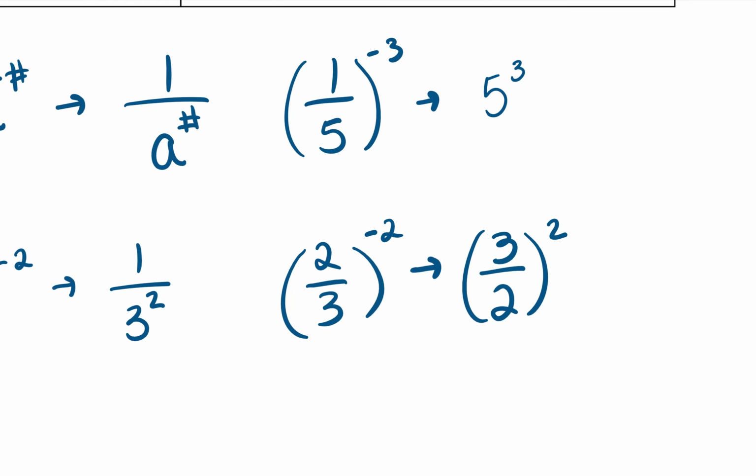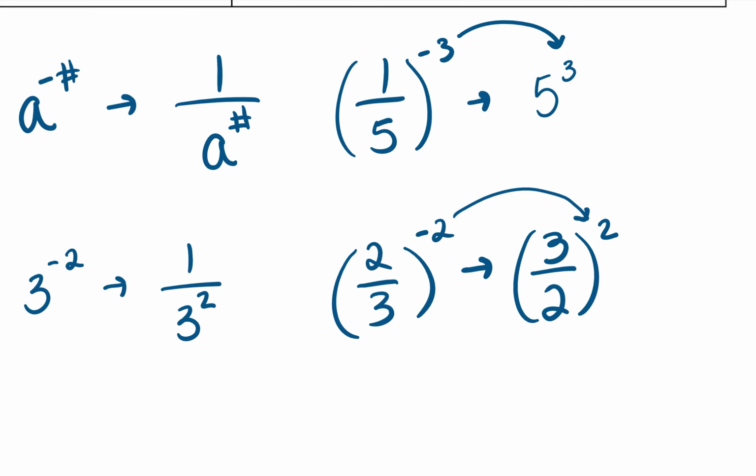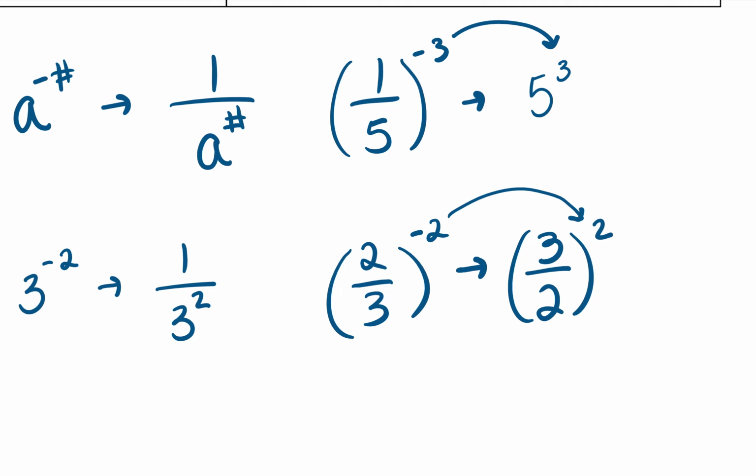Okay, so I'm just taking the fraction, I flip the fraction, and I change the exponent to positive. So the exponent doesn't go away. It's still there. So in this case, I would still have to do 3 over 2 times 3 over 2. Or in this case, if I flip it, I would have to do 5 to the third power. So I don't get rid of the exponent, it just flips the number. Okay?